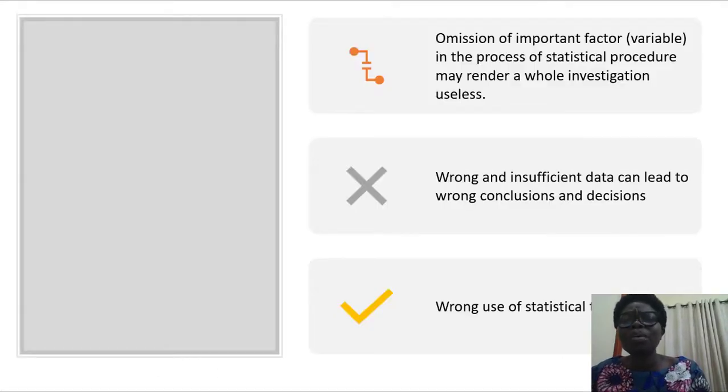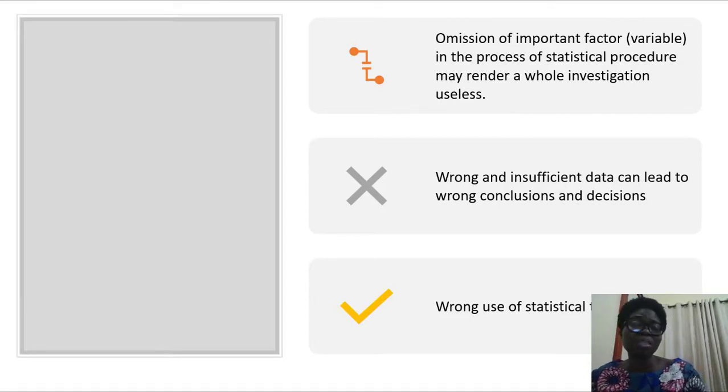The omission of important facts or variables in the process of statistical procedure may render a whole investigation useless, because when you go into collection of data and you are choosing your statistical tool, there are variables you need to consider. If you do not consider the right variables, it could lead to wrong results. Sometimes it is not because the data you collected is wrong, but because the variables you needed to consider were not considered.